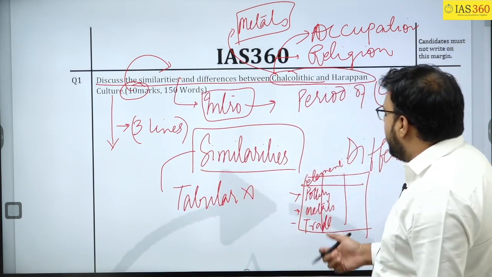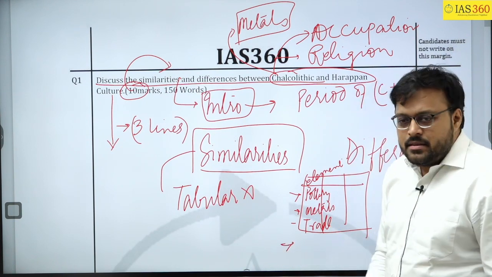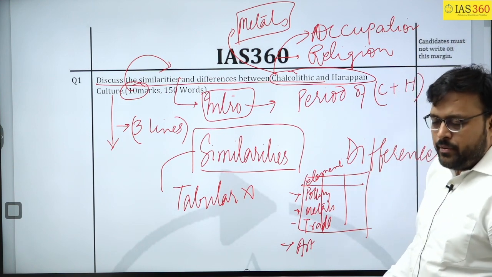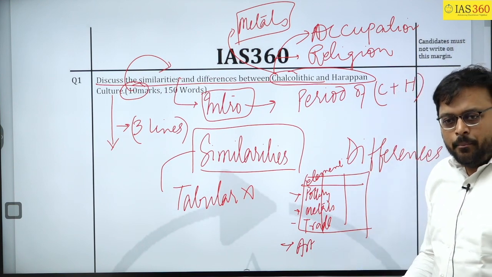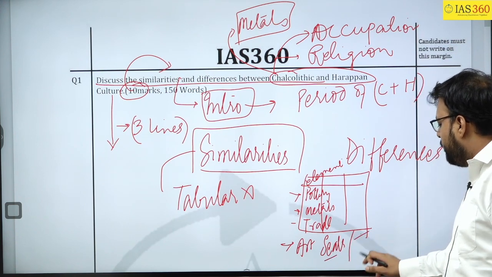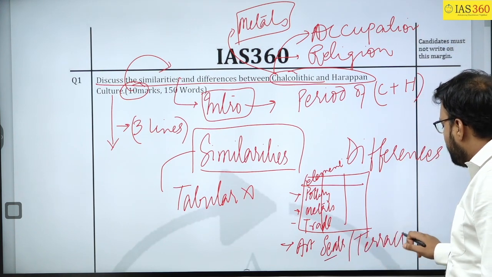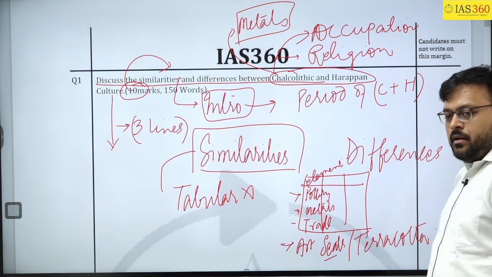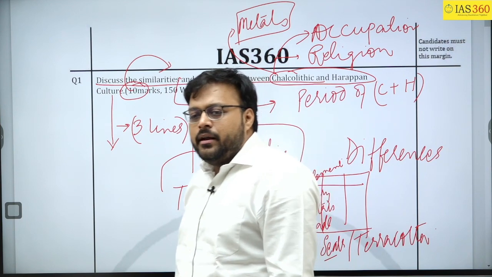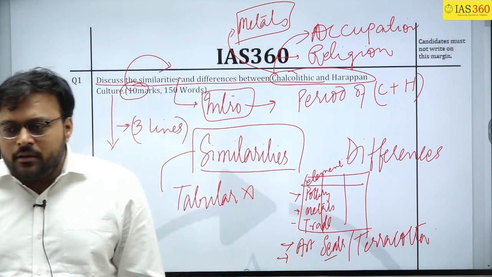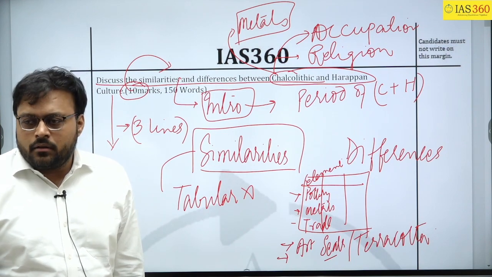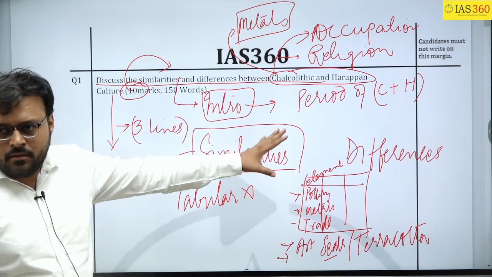Now, differences can also be in terms of art. In the Chalcolithic period you will not find seals, but in the Harappan culture you will find seals and terracotta. Then you can also mention the building material, what kind of building material the people in the Chalcolithic period were using and what the people in the Harappan period were using. So these are the differences.